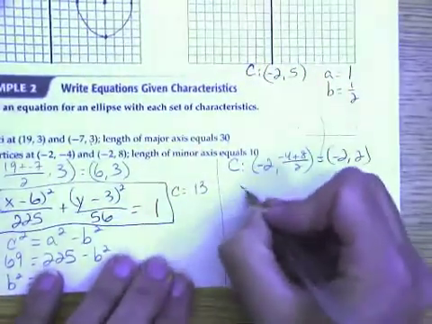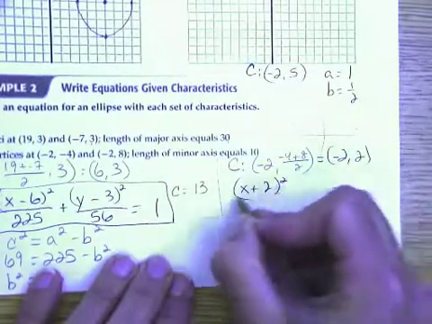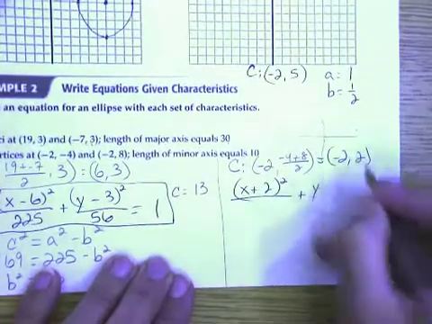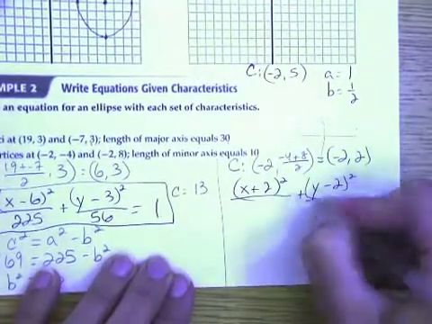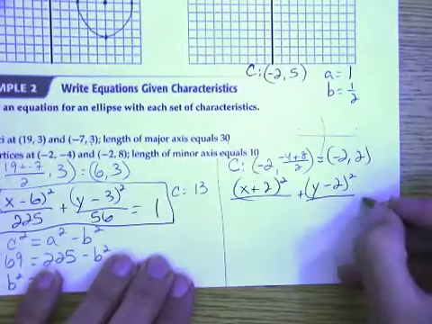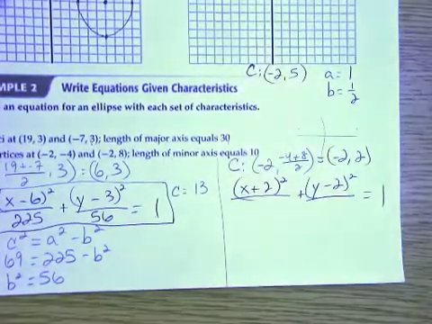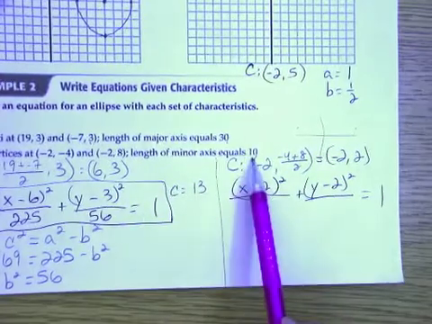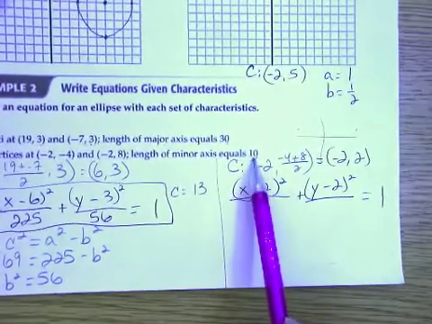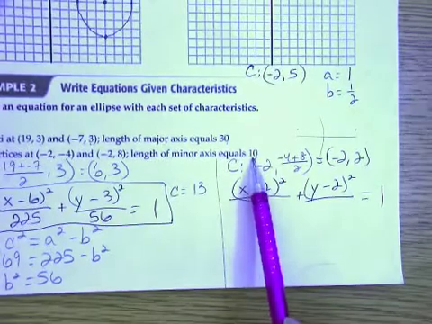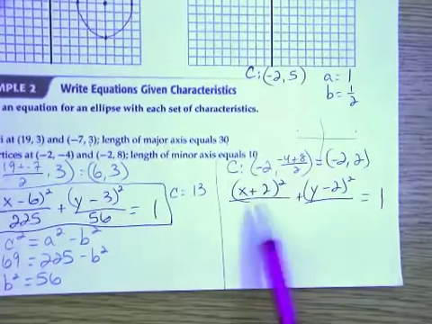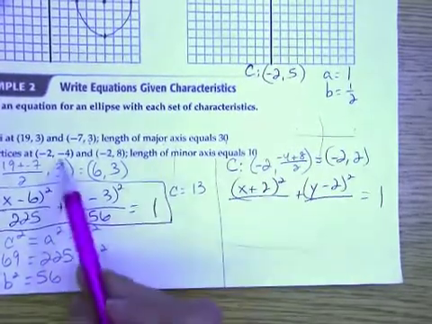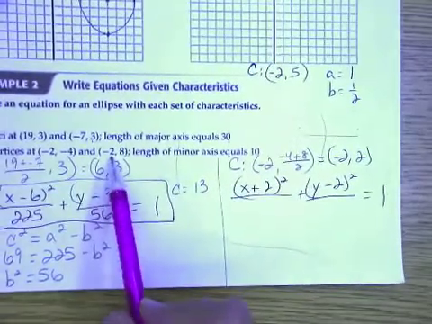So I know what my numerators look like. Let's get that out of the way: (x + 2) quantity squared over something, we'll figure it out, plus (y − 2) squared over something that we'll figure out, equals 1. Now we know the length of the minor axis equals 10, so that means b equals 5 and b squared is going to be 25. So I know one of these numbers is going to be 25. It's going to be the smaller one.